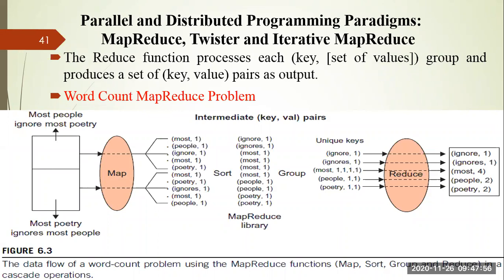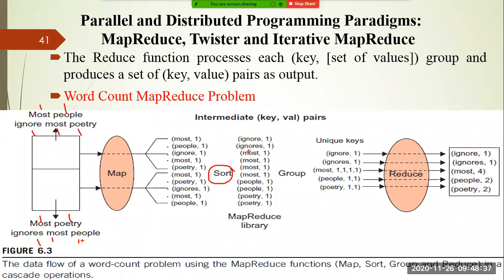One typical example, again, I am giving you another example that is the same as the word count problem. So you can see one file is here: most people ignore most poetry. Another file is: most people ignore most people. So you can give these files to two map functions. The first map function will say most is repeated once, people is repeated one, ignore is repeated one, most is repeated one, poetry is repeated one. Second file: most is repeated one, poetry is repeated one, ignore is repeated one, most is repeated again one, people is repeated one.